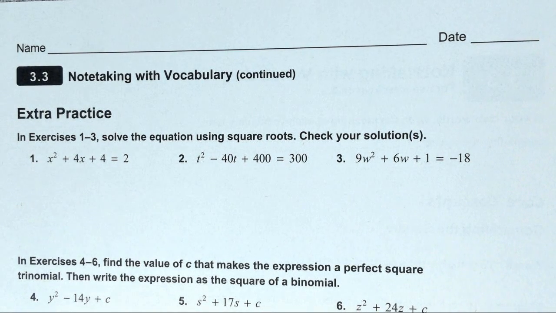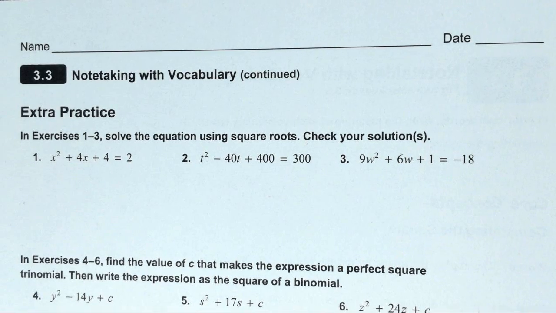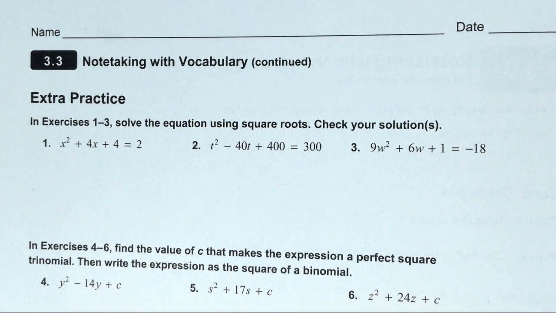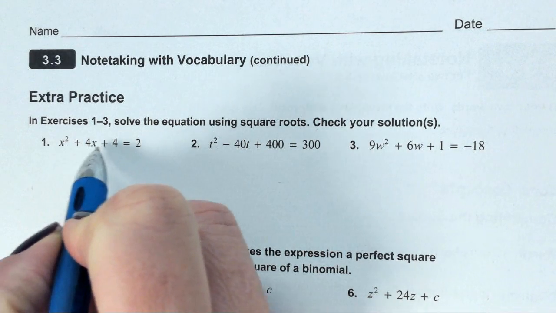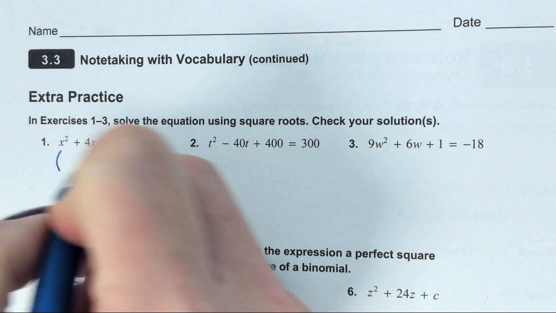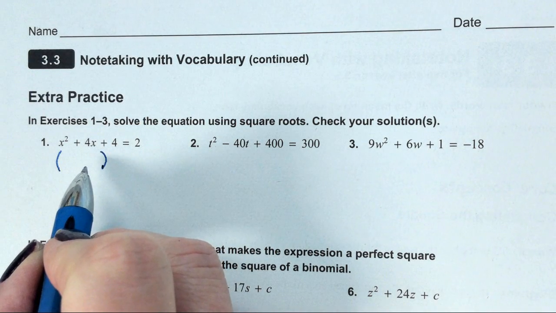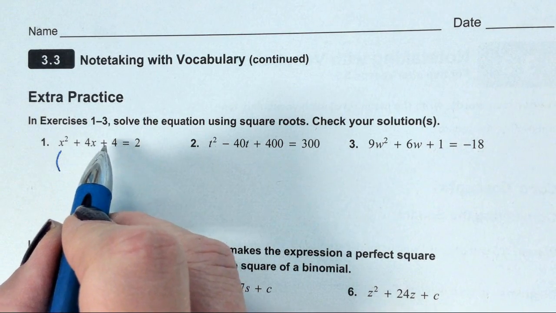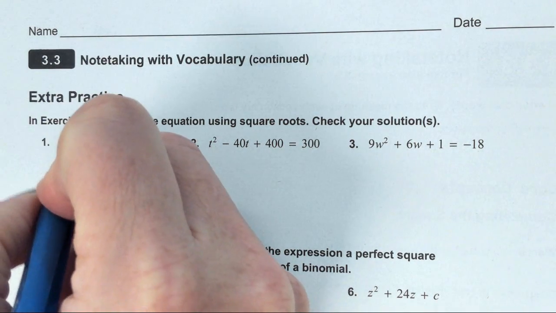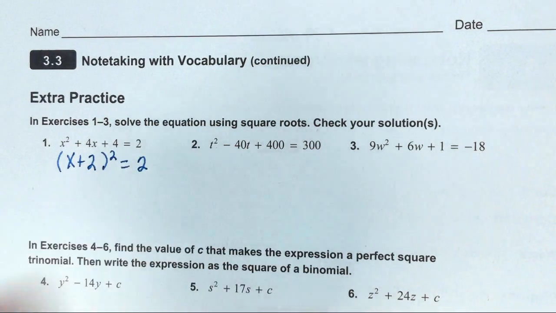Okay, so on page 58, it tells us to solve the equation by using square roots. Square roots means that we have to have a quantity squared. So we want to rewrite this side so that it's a quantity squared. Based on what we did in the warm-ups, what's another name for x squared plus 4x plus 4? Right, so this is going to be x plus 2 squared equals 2.